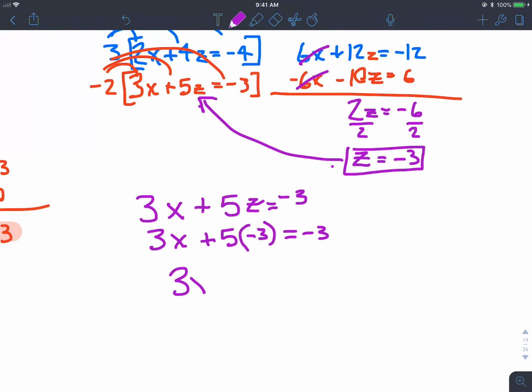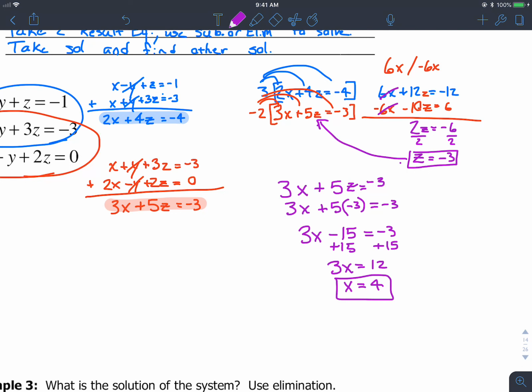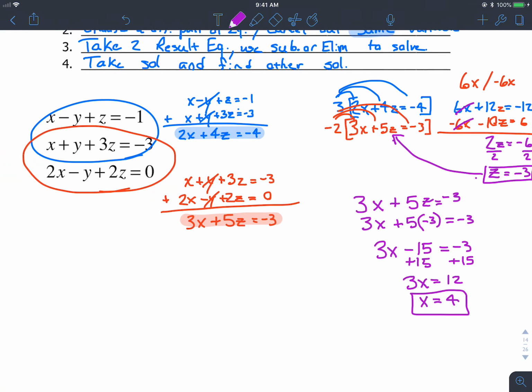Okay, so that'll be 3x minus 15 equals negative 3. We need to add 15 to both sides. That's 3x equals 12. So then once you divide, that's x equals positive 4. Okay, so now we're getting somewhere. I got x, I got z. Now we're going to plug both of those into one of our original equations.